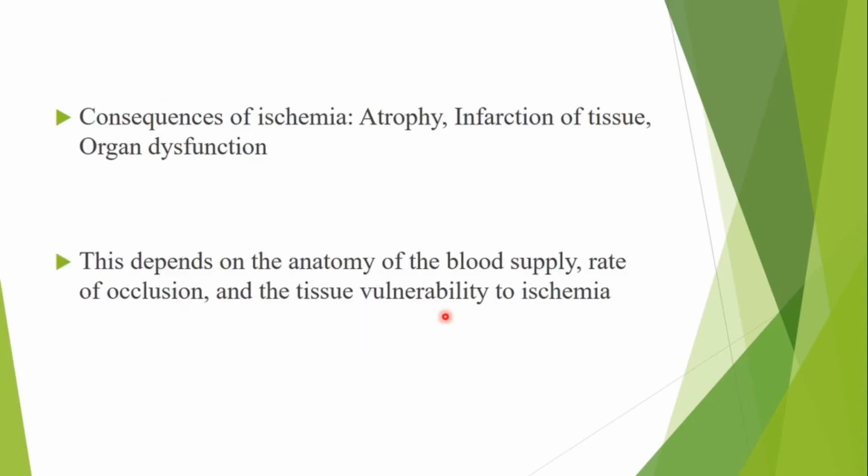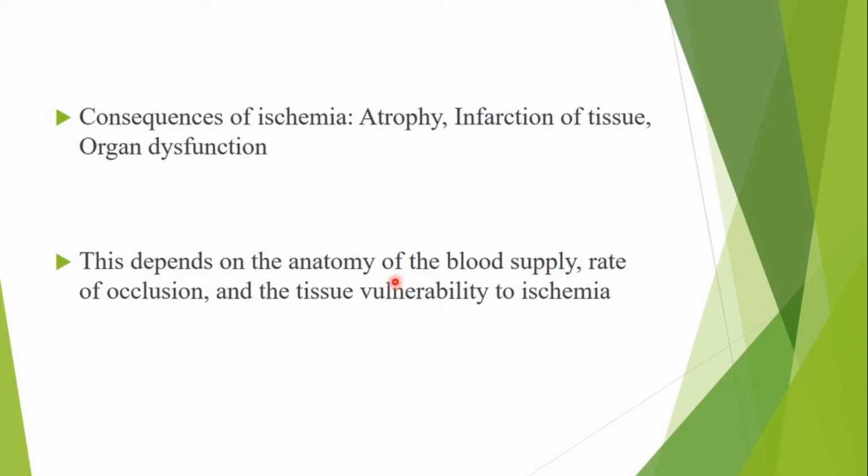Okay, so what are the consequences of ischemia? Ischemia can result in organ atrophy, and atrophy is a reduction in the size of the organ due to a reduction or shrinkage of the size of the constituent cells. Ischemia can result in infarction of the tissue as well, and here the tissue dies because of the loss of the blood supply, and ischemia can result in organ dysfunction. So the outcome depends on three factors. These factors are the anatomy of the blood supply, the rate of occlusion, and the tissue vulnerability to ischemia.